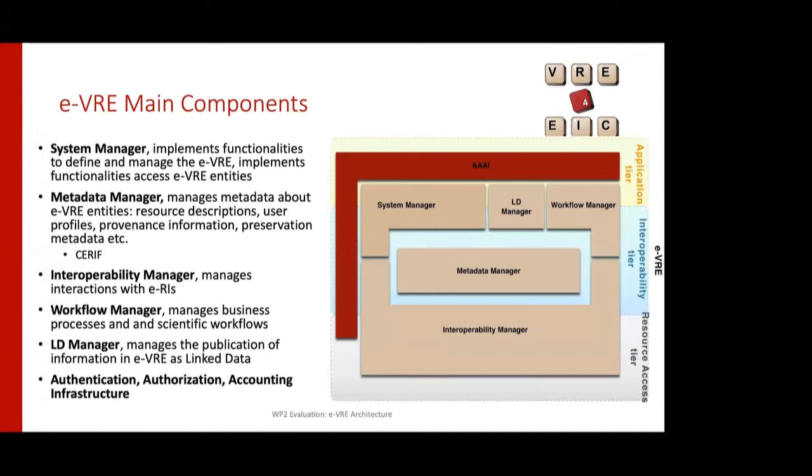And then based on that, we identify six key components from these three tiers. Namely, if you see from the right side of that figure, the first is the AAAI, authentication, authorization, account infrastructure. Basically, this is the key layer that enables users to access all the components or content we provide from the VREs. And then you have the system manager, linked data manager, and workflow manager, basically to manage software components which are accessible by the user, and the data content which is generated by the user during their experiment. The workflow manager is more for managing the activity steps in a scientific experiment. These are the four components you saw from the upper side.